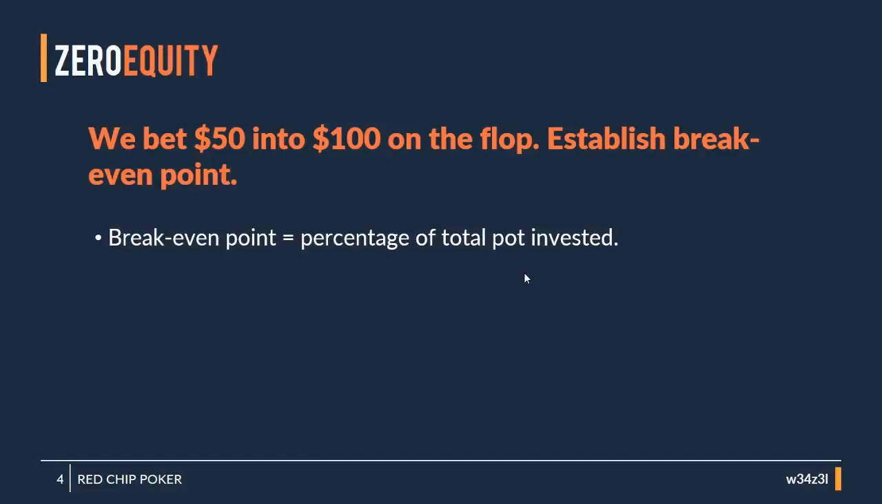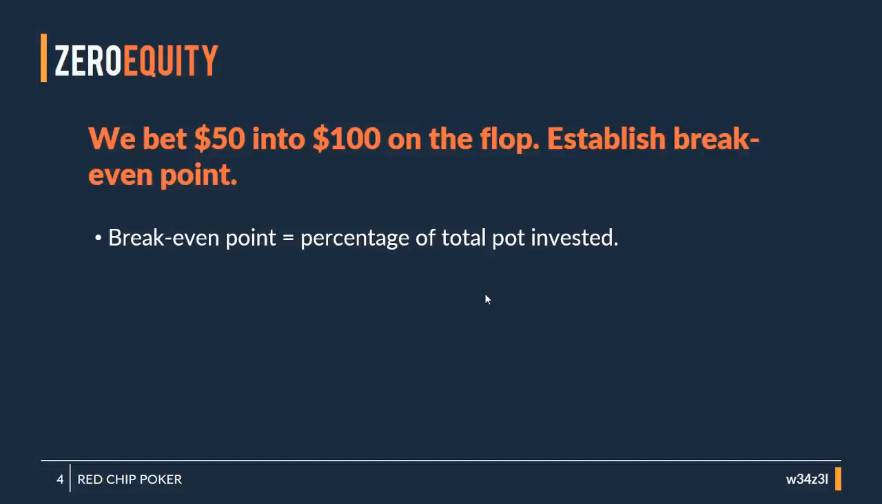We can use this simple formula. The break-even point equals the percentage of the total pot invested. Now this should make sense on a very, very basic level. If we invest 50% of the pot, we need to win 50% of the time. If we only invest 30% of the pot, we only need to win 30% of the time. Very, very straightforward. So the question is now, what percentage of the pot are we investing?